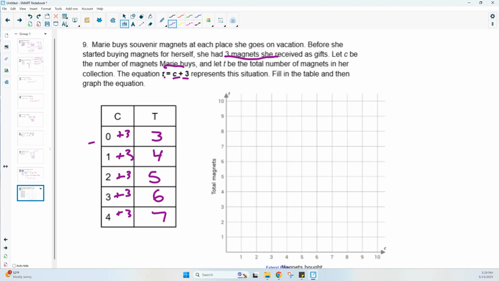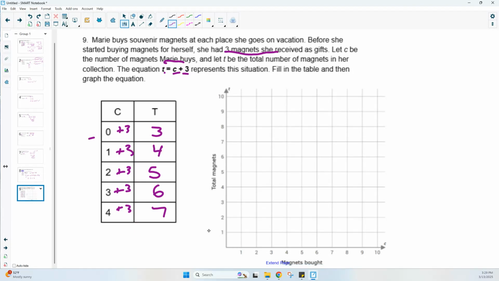Now we need to graph it. All right, if magnet spot is 0, the total number is 3 to represent the 3 that she already had. If magnet spot is 1, then we need to go up to 4 because she bought 1 magnet plus the 3 she already had makes a total of 4. If C is 2, T is 5. If C is 3, T is 6. If C is 4, T is 7. And then that makes my nice straight line for my graph.